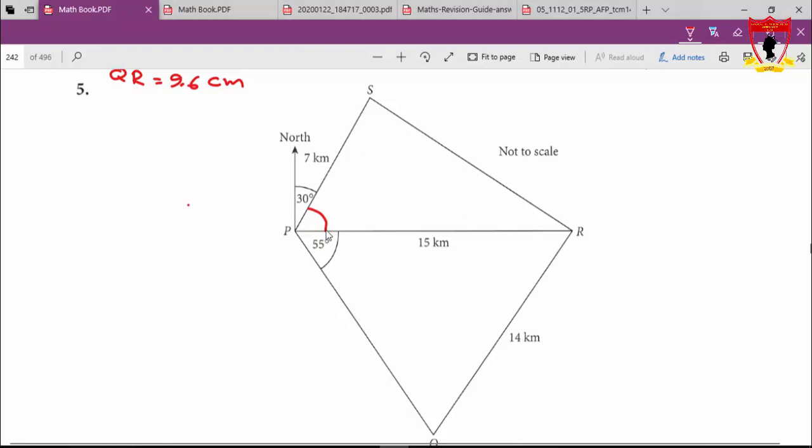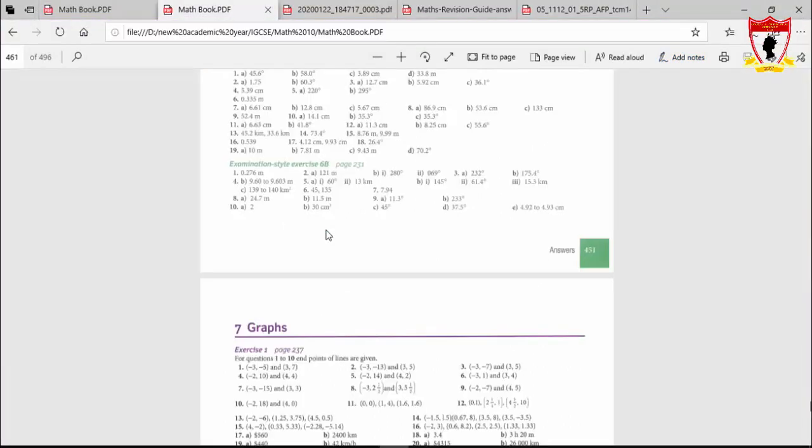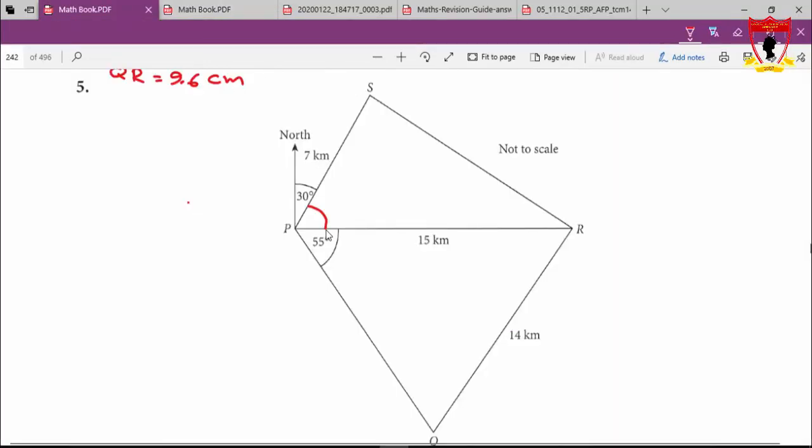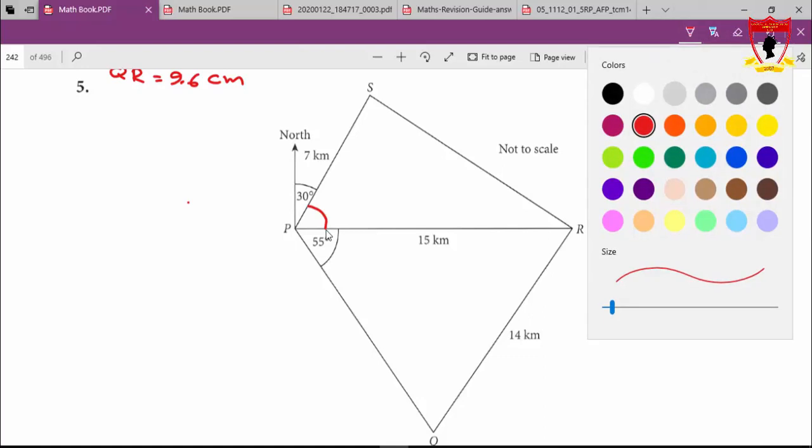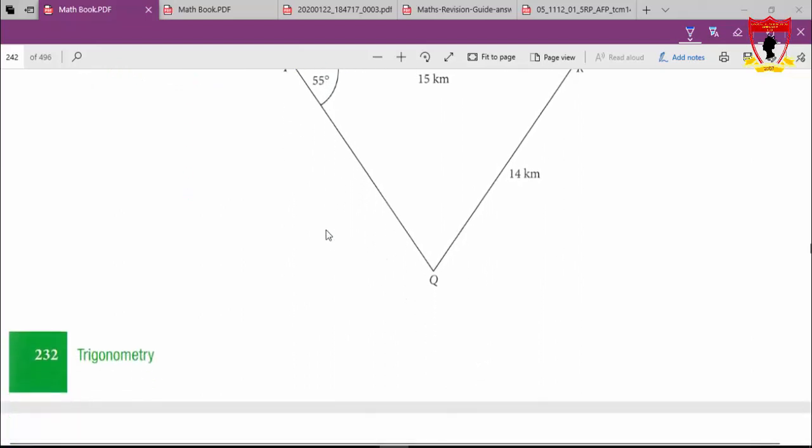What can help us to get this? Well, this north line at P must make a 90-degree angle. There must be a 90-degree angle here. We know this much is 30. What's remaining is 60 degrees. So we got the missing angle SPR. It is 60 degrees. Let's go back to the question again.